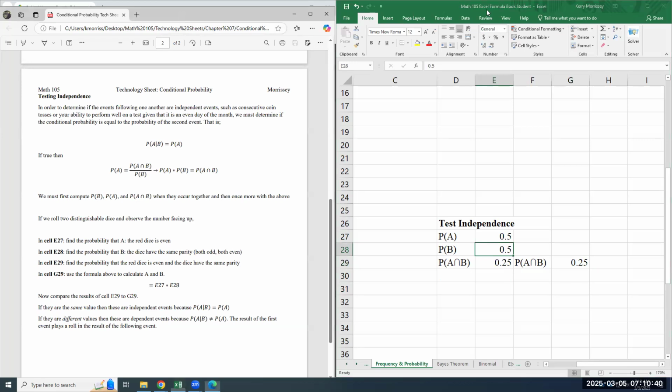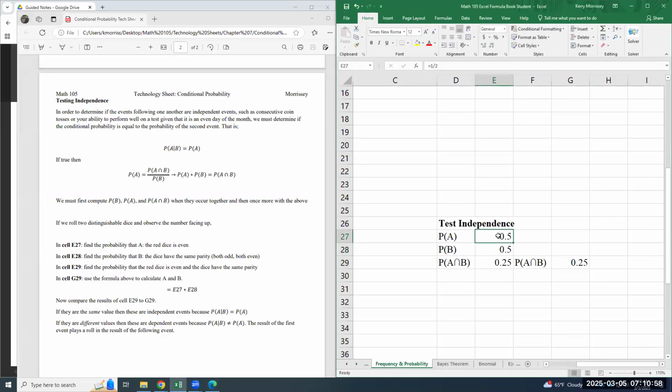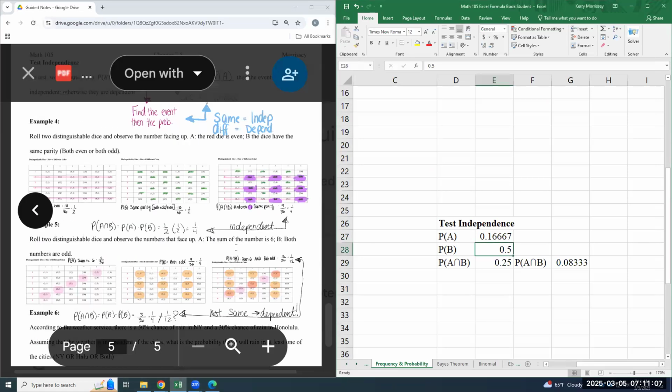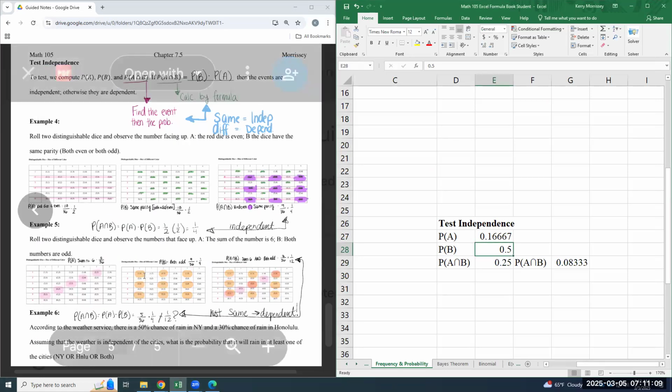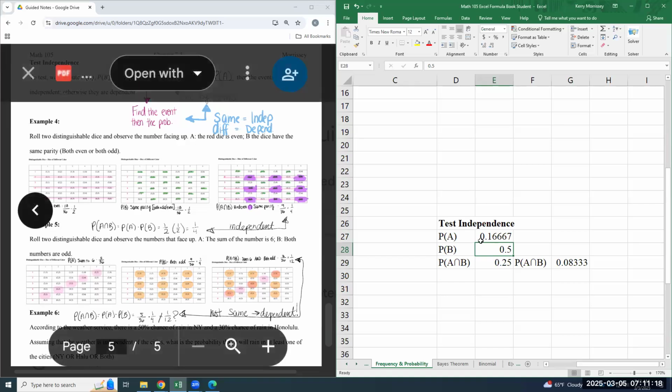We could do it again with the following, down here: the sum of the numbers is 6 and both numbers are odd. Well, the sum of the numbers being 6 is 1,5, 2,4, 3,3, 4,2, 5,1. So there's 5 different ways of that happening, so equals 5 out of 36. B, and I can hide that here because I don't need it, is that they're both odd. So you'll see it over here: 1,1, 1,3, 1,5, 3,1, 3,3, 3,5. So there's 9 instances once more, so 9 out of 36, or 1/4.